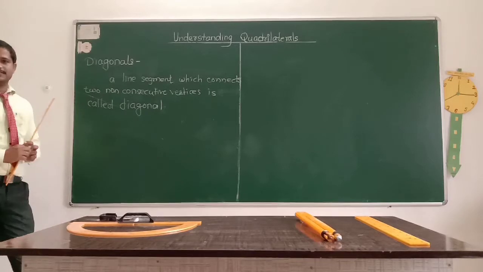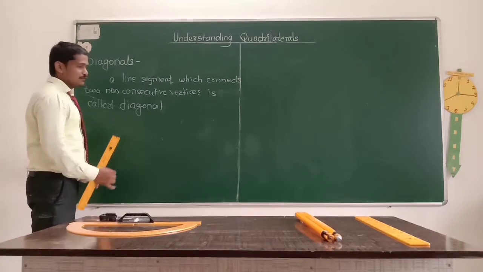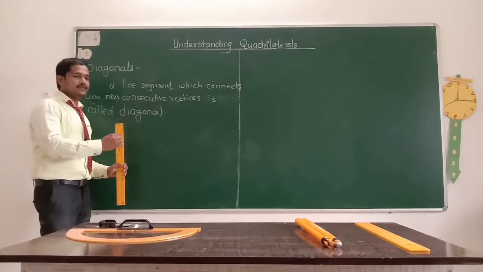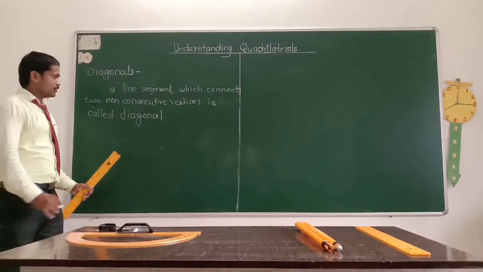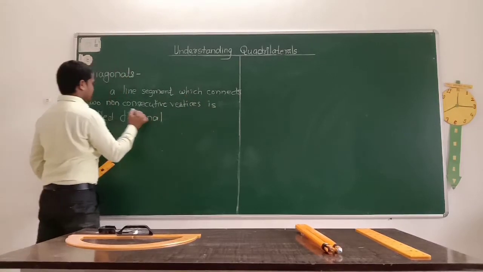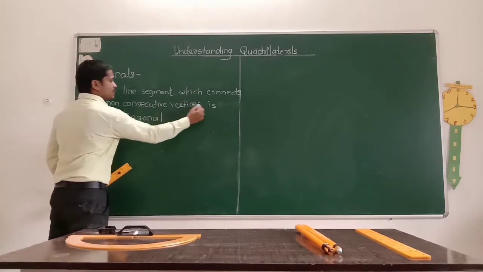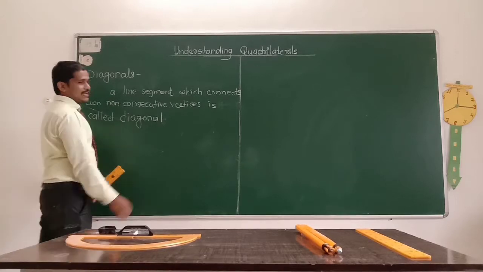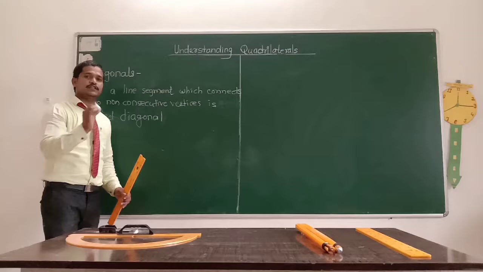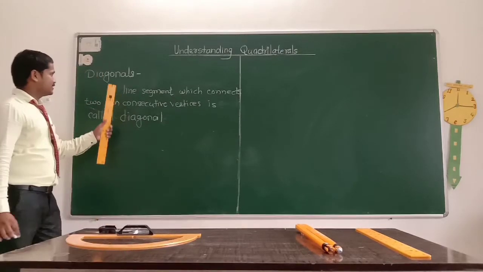So let us see what is the diagonal. We have seen different types of polygon. Now we will see how the diagonals are formed in a polygon. Okay, so what is a diagonal? A diagonal is a line segment which connects two non-consecutive vertices. A line segment which joins two non-consecutive vertices of a given polygon is known as diagonal.